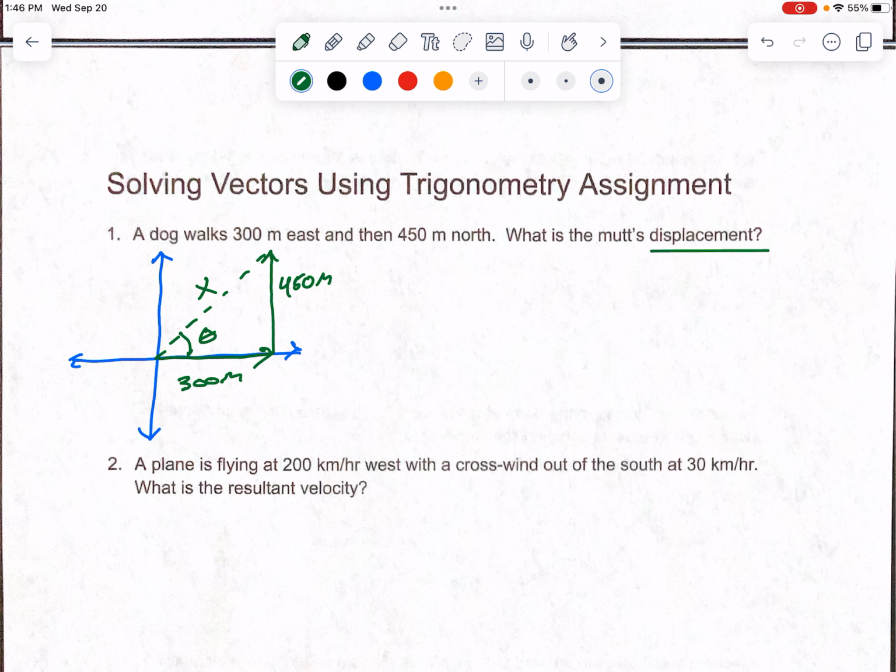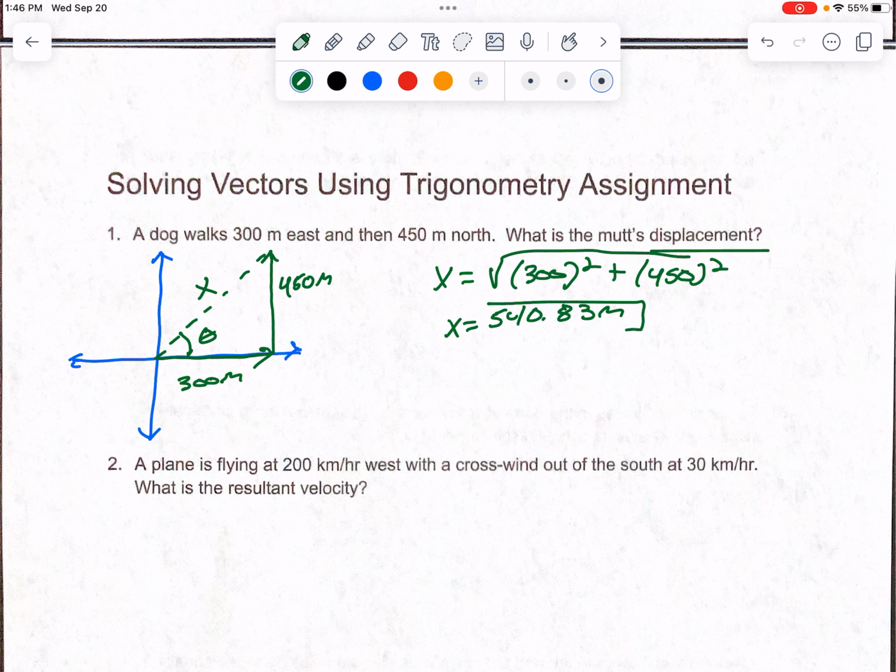In order to find the hypotenuse, we're going to take the square root of a squared plus b squared, so that is 300 squared plus 450 squared, and you get a value of 540.83 meters. Now that's your magnitude. That is basically part of your answer.